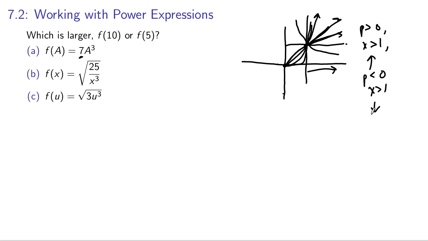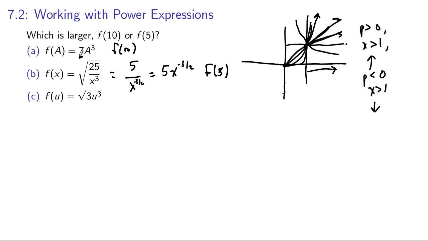Okay, so f of 10 will be bigger than f of 5 no matter what the function is if the power is bigger than 0. So here f of 10 is larger because the power is positive, it's 3. Here the power is kind of hidden, so let's figure this out. We have square root of 25 is 5, the square root of x cubed would be x to the 3 halves, but x is in the denominator. We have x to the minus 3 halves. Here the exponent's negative, so f of 5 will be bigger.